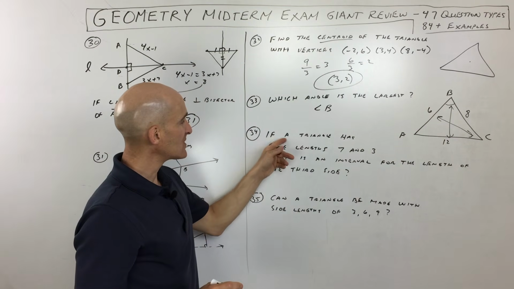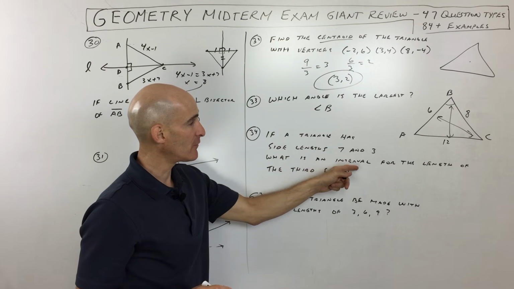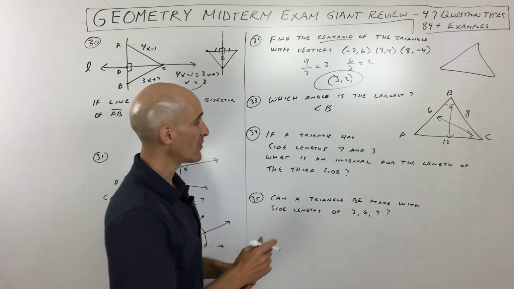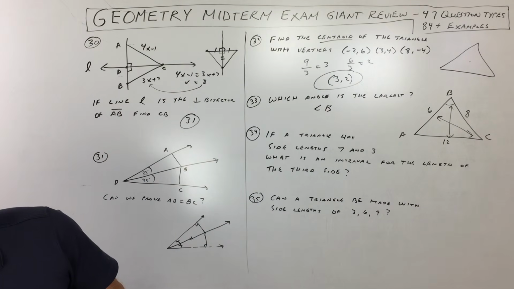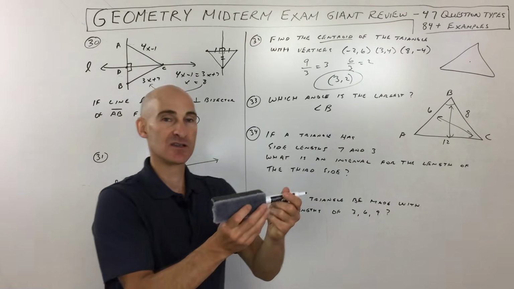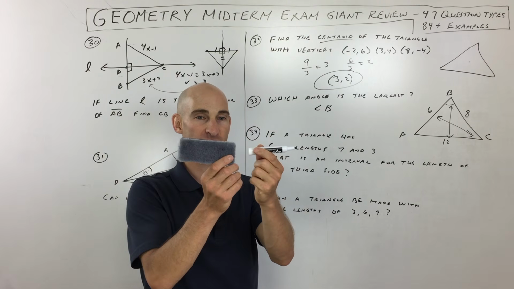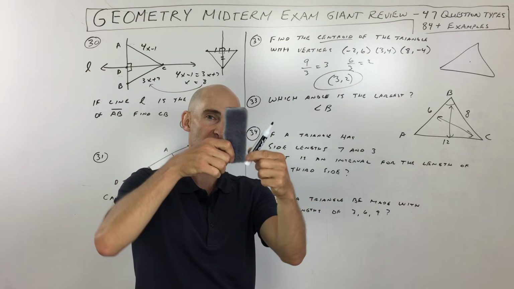Okay, number 34 says, if a triangle has side lengths of 7 and 3, what is an interval for the length of the third side? So this is a very good question. Let me see if I can show you with an example here. Let me grab some props. Here we've got this marker, and here we've got this eraser. And you can see this is like a hinge, okay? So you can rotate this, right?